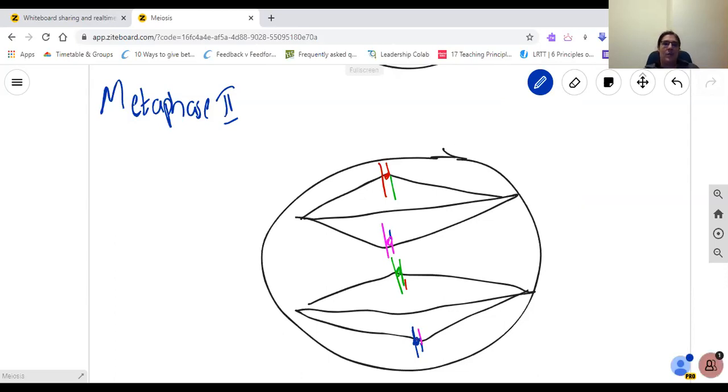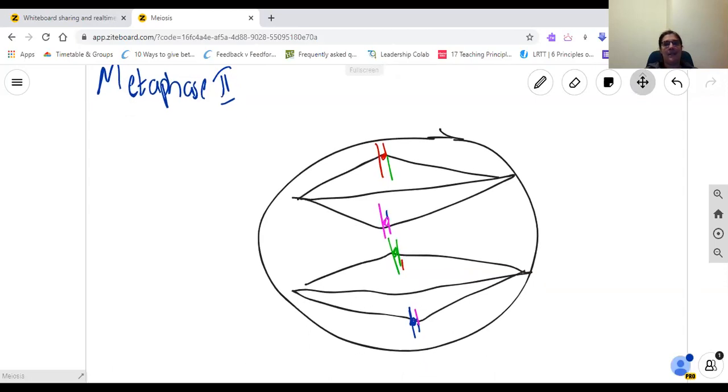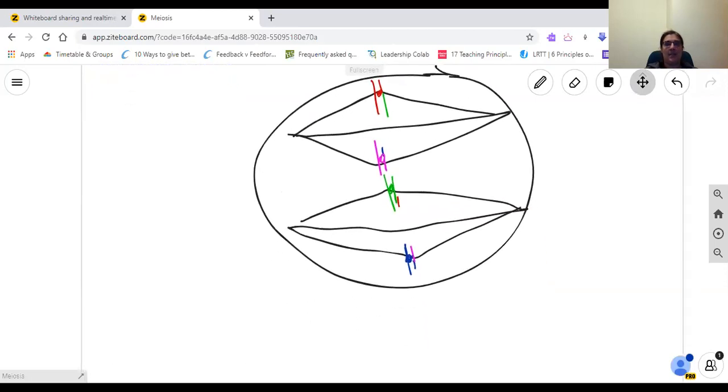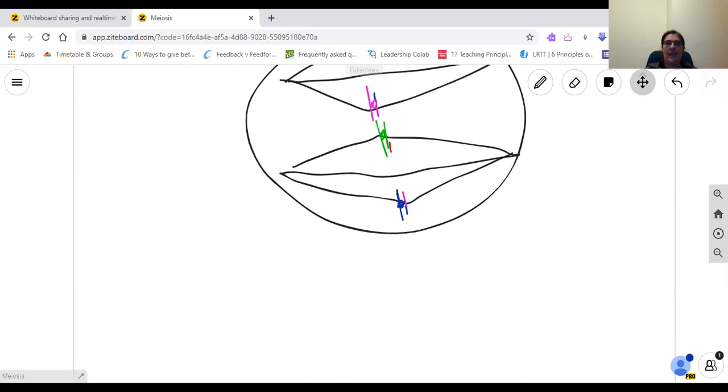Now, like before, it is up to them which way round they line up. So I've lined this one with the red one on that side and the red and green one on that side, but there's no reason that the chromosome couldn't line up the other way, which means we get even more variation, a second lot of independent assortments. And that's pretty much it for metaphase. The individual chromosomes line up along the equator, the same as they did in metaphase of mitosis. And then you have anaphase.